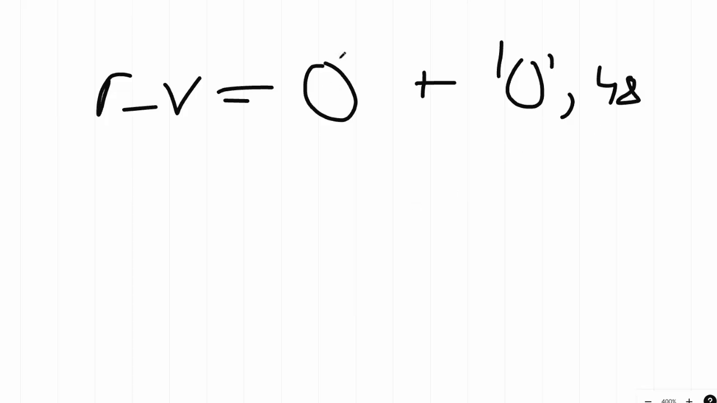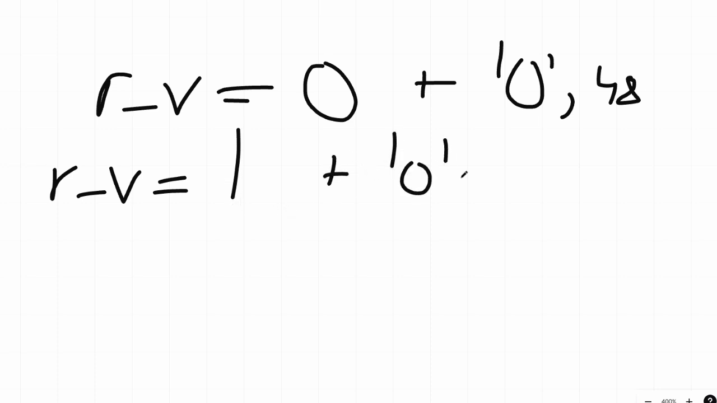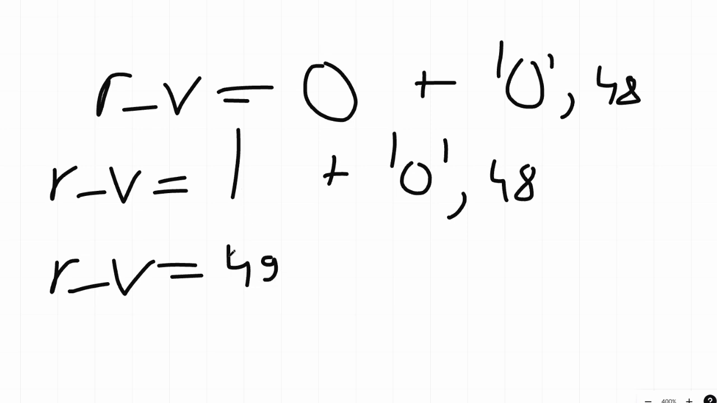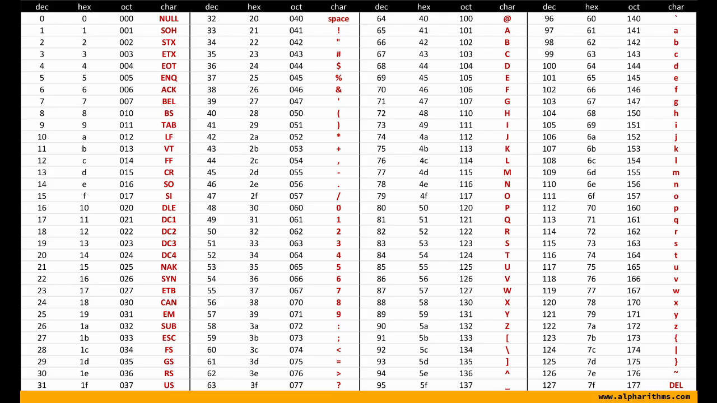In a similar way, if our variable RV would be equal to 1, and we added the character of 0, so essentially added 48, the value of RV will no longer be 1, but will be 49, since obviously 1 plus 48 equals 49. So instead of outputting this random character on the value of 1, we're outputting the character with the value of 49, which is the number 1.